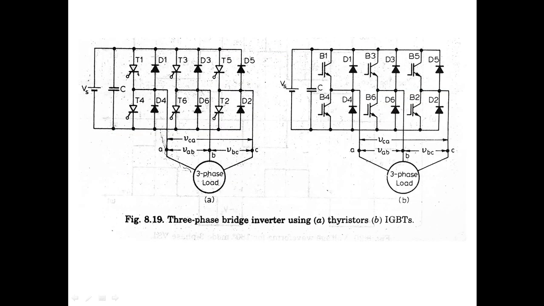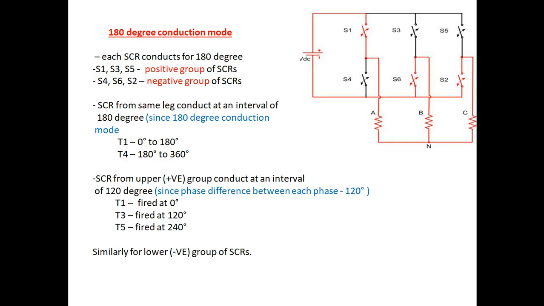So this is the circuit diagram for the three-phase bridge inverter. We can use SCR or any self-commutated device. The second circuit shows the IGBT. We are using IGBT as the switch for the three-phase voltage source inverter. And the first one, we can see the 180 degree conduction mode.